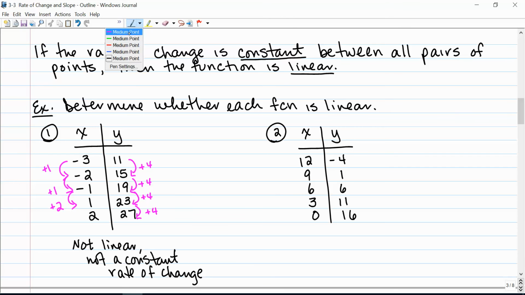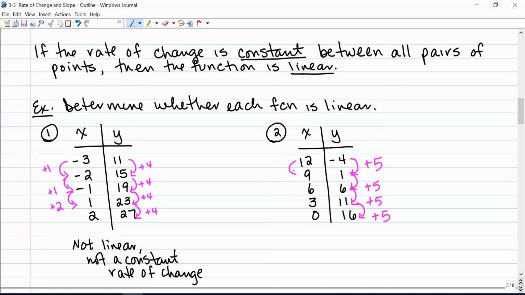Let's take a look at our second table here. So let's check our y's first. When I go from -4 to 1, I'm adding 5. 1 to 6, I'm adding 5. 6 to 11, I'm adding 5. And from 11 to 16, I'm adding 5. So my change in my y's is constant.